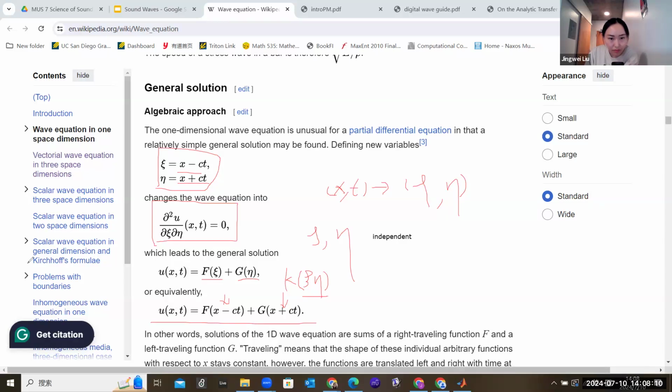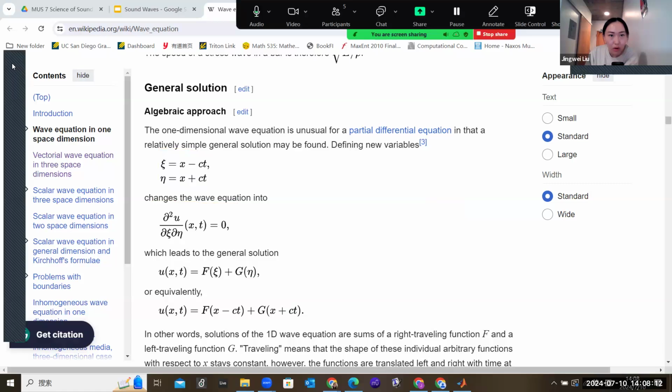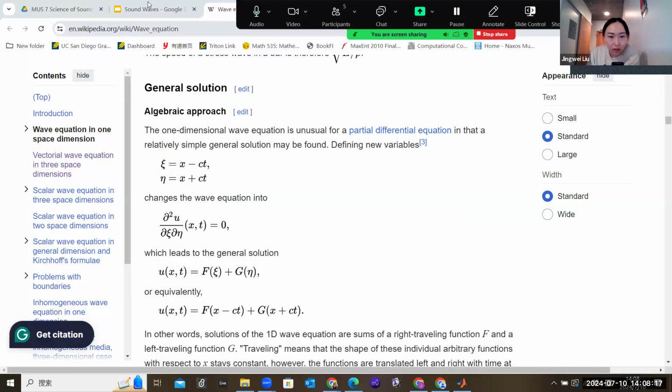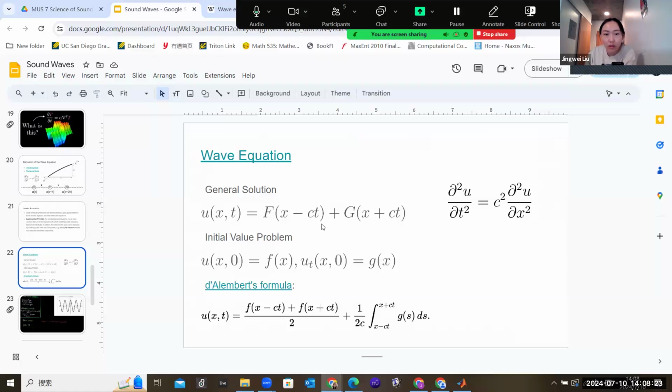I think this gives you a clearer explanation of why this is the general solution of the wave equation. And last time we also said we can check this. We can just compute the second derivative of this expression, and we can see it fits the wave equation.